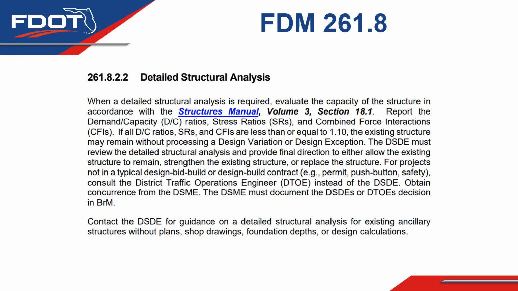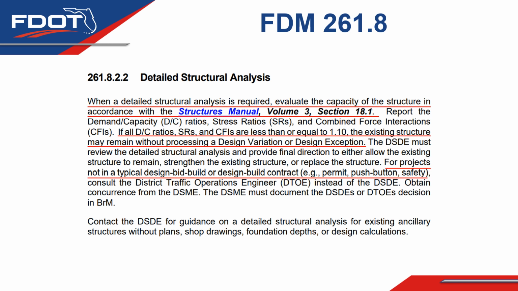Okay, here's some more information on a detailed structural analysis. When a detailed structural analysis is required, evaluate the capacity of the structure in accordance with the Structures Manual, Volume 3, Section 18.1. Consistent with that section, report the demand capacity ratios, stress ratios, and combined force interactions. If all of those ratios are less than or equal to 1.10, the existing structure may remain without processing a design variation or design exception.